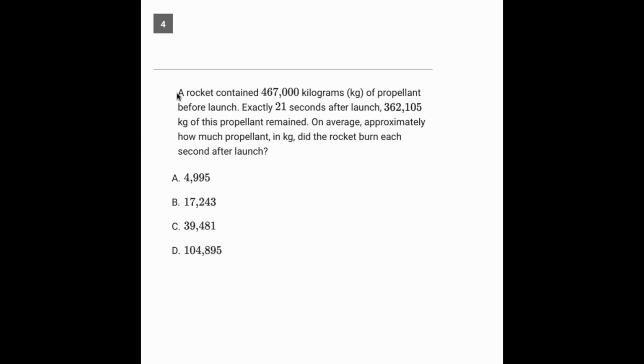Going over to question 4 now. Here we're hearing about the amount of propellant in a rocket. We're seeing that at 0 seconds, which is just the initial part of the problem, there was this much propellant. And after 21 seconds, there was this much propellant.